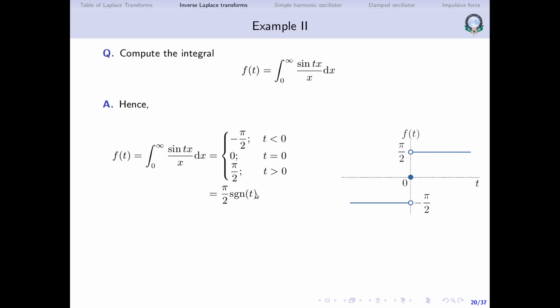Now again, in that lecture on the Heaviside step function, I had left an assignment to you. I had asked you to show that the signum function can be written as twice h of t minus 1. So the signum function can be written in terms of the Heaviside step function. So you can just replace it over here. This will give us our final answer, that is f of t. This is the complete answer. F of t, which is nothing but this integral, is equal to pi by 2 times twice h of t minus 1. This is the complete answer for this integral for all possible values of t.